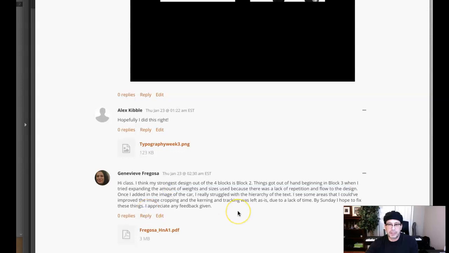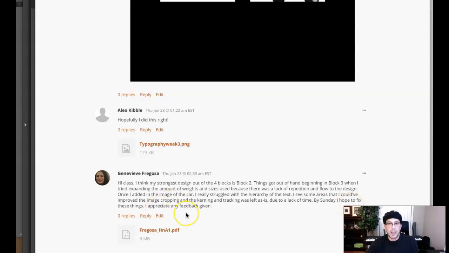Once I add the image to the card, I really struggle with the hierarchy of the text, and you can see how things get more complex once we start adding images. Good point. I see some areas that I could have improved in the image cropping and grabbing. Kerning and tracking was left undone due to lack of time. By Sunday, I hope to fix these things.